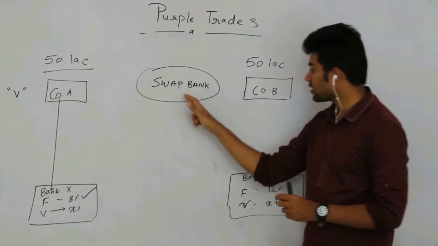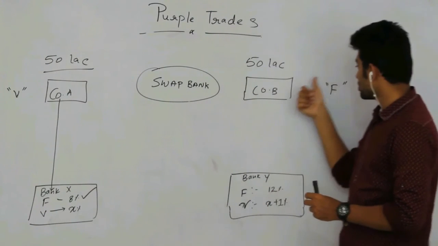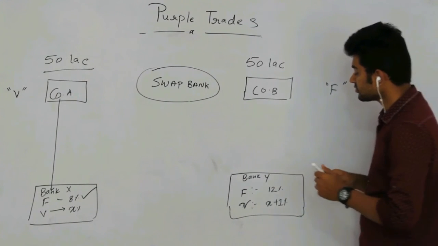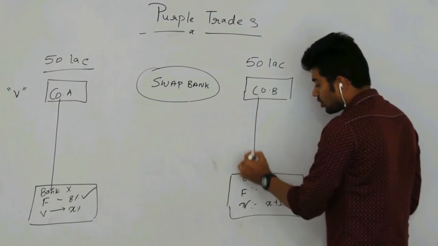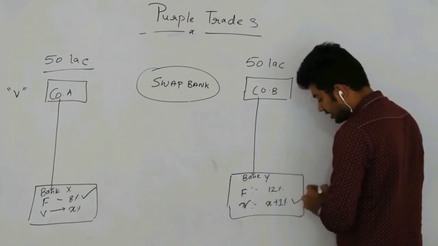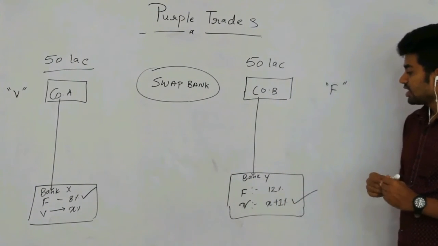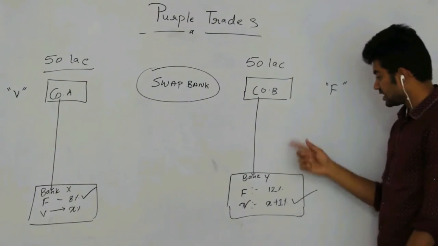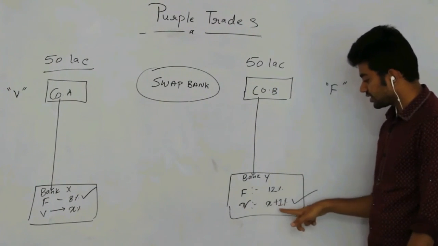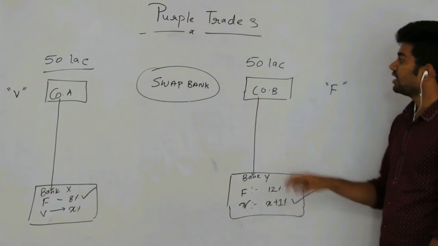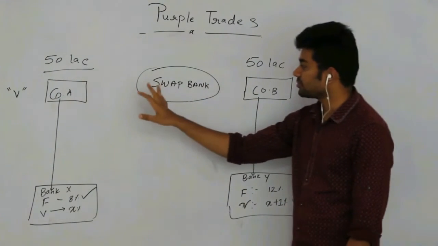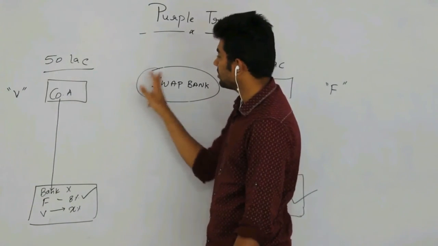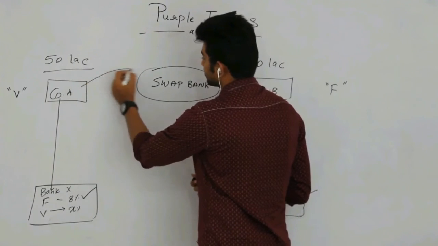Now swap bank goes to company B, whose primary motto is to get a fixed rate of interest, and tells them to opt for a variable rate of interest. Company B also agrees and goes against its primary decision and opts for variable X plus 1. Now, at this point of time, swap bank goes to company A and says to pay them the variable interest, that is X%.